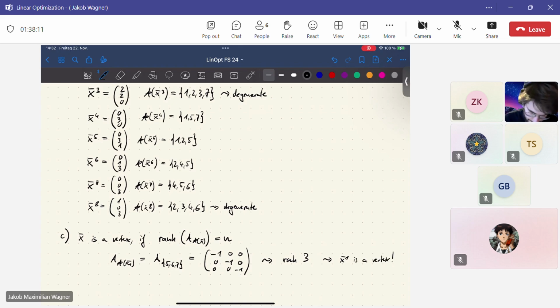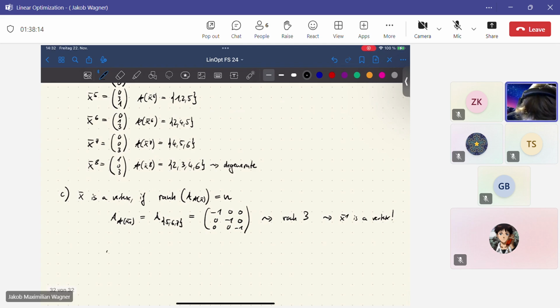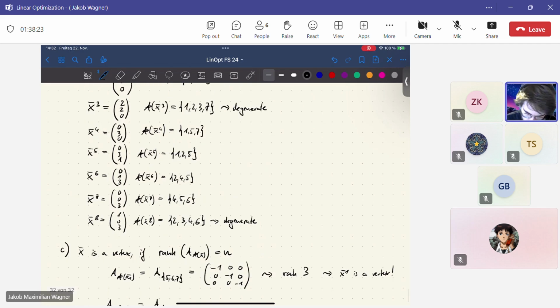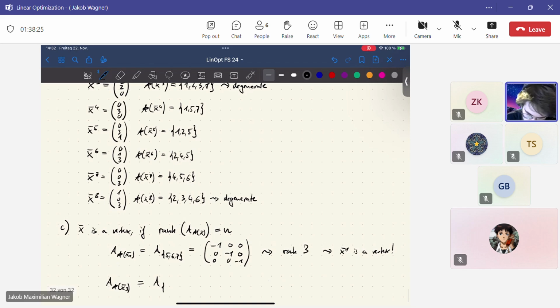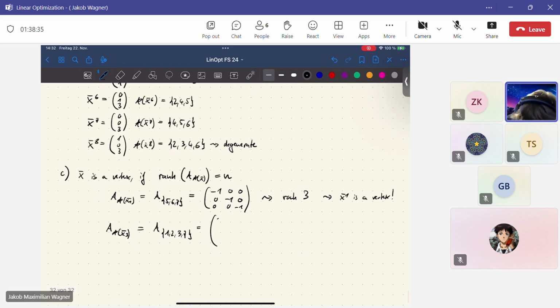Okay. Let's have a look at one of the degenerate ones. So x3 bar. There we have to look at A with indices 1, 2, 3, and 7. So we have 1, 2, 0, 1, 1, 1, 3, 0, 1, and 0, 0, -1.